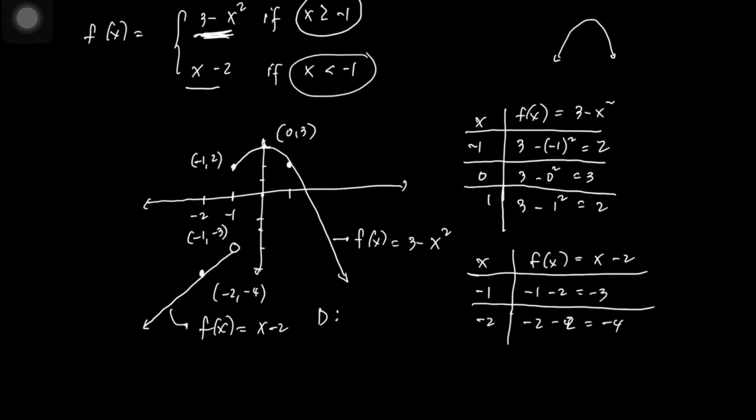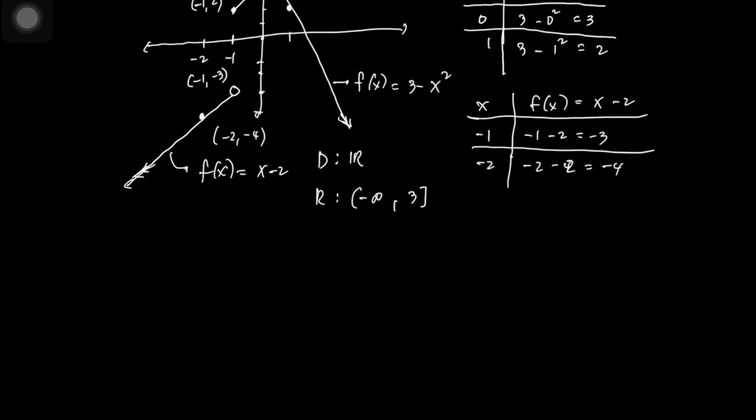Now, what is the domain of the function? The domain is extended to negative infinity here, and on the right side it extends to positive infinity. So the domain here is all real numbers. How about the range? Take note that it's from negative infinity, because of these arrows here, to this point, that's 3, and 3 is included. So the range of that piecewise function is from negative infinity to 3.